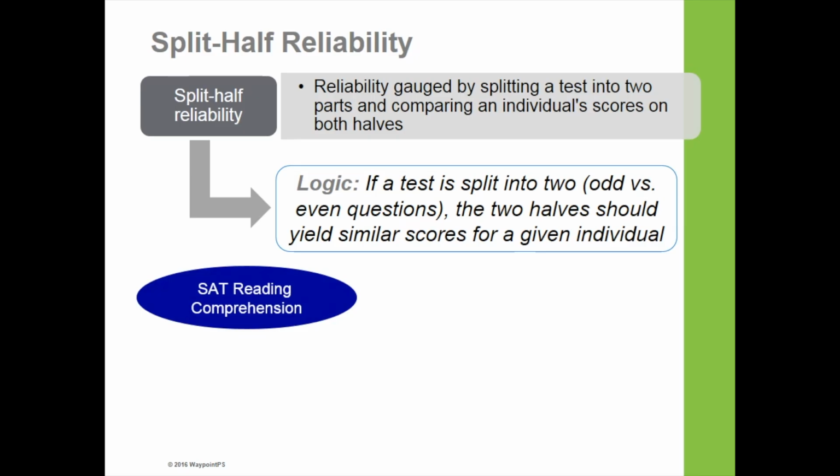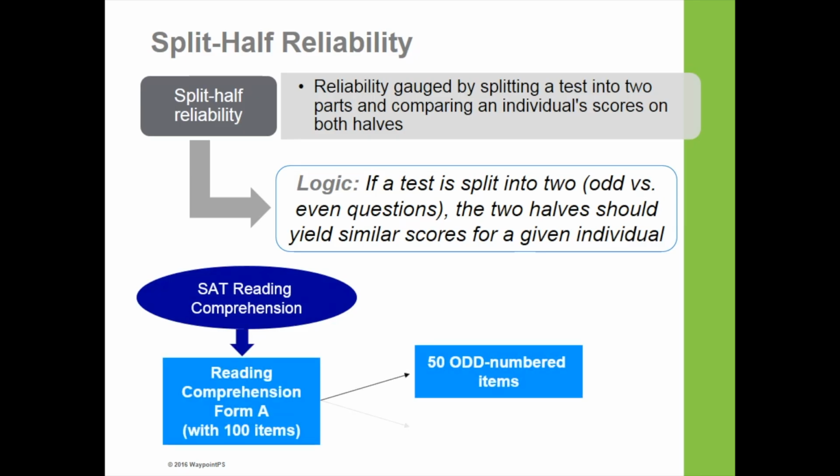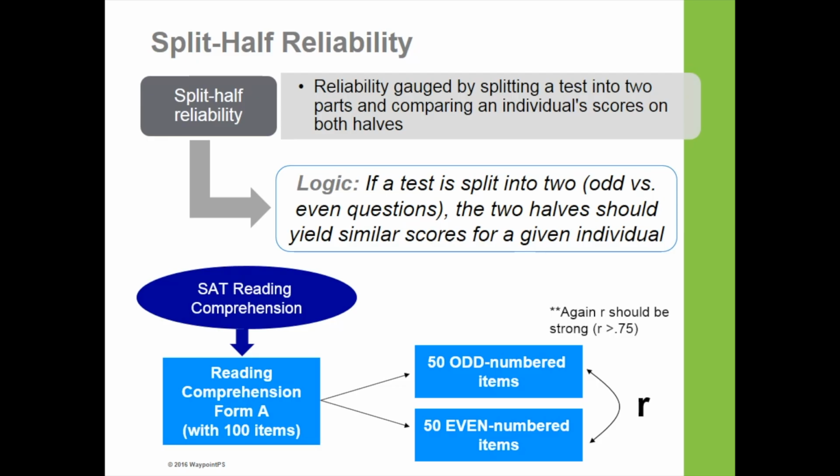Going back to the SAT reading comprehension as an example, let's say this particular test, Form A, has 100 items or 100 questions. We take the 50 odd number items and the 50 even number items, and we administer that to a group of people. We would expect that if a person does really well on the 50 odd number items, he or she should also do very well on the 50 even number items, and vice versa. So in this sense, we would expect the correlation represented by R here to be very high, assuming that the test is reliable.